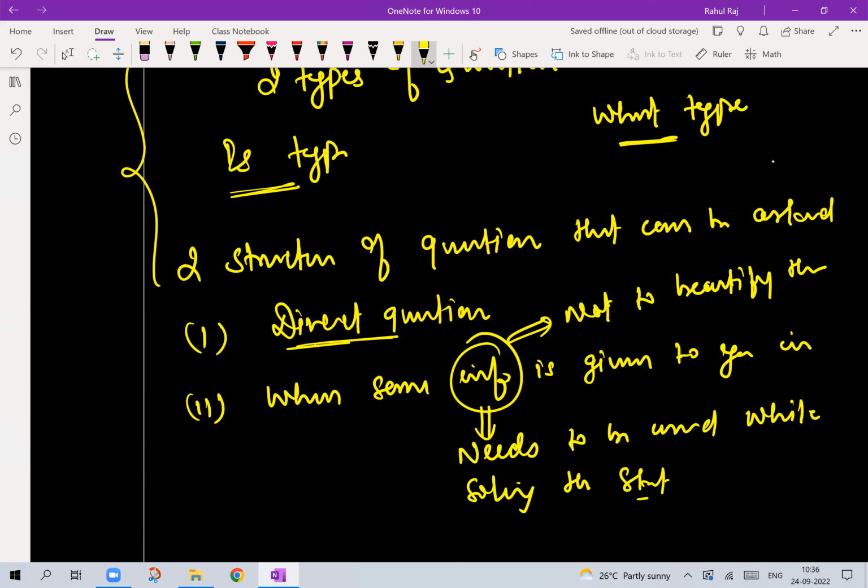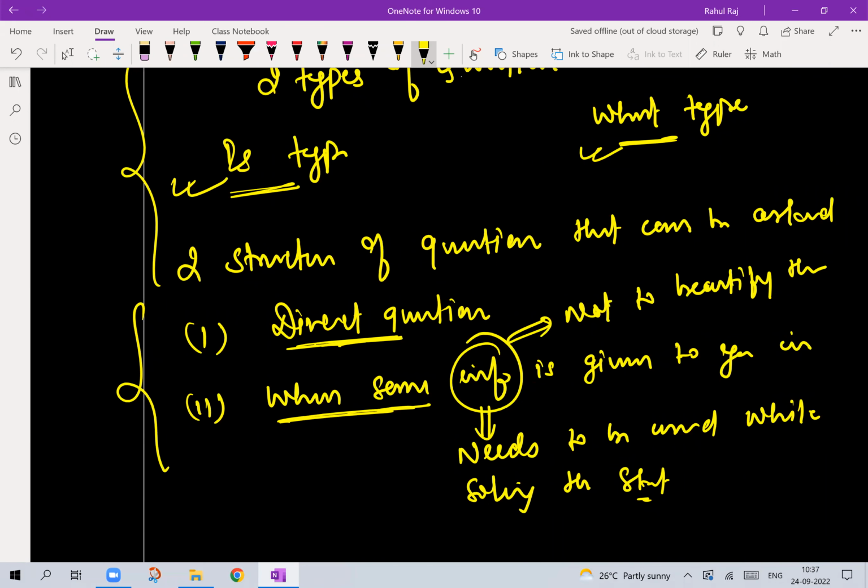So from now onward, whenever we solve a question, we'll try and classify the question: what is the type of question, is it an is type or a what type, and what is the structure of the question? Is this a direct question, or is there some information given to us in the question? If this clarity is there in your head, I promise you, you will have a very beautiful approach to go ahead and solve any question.